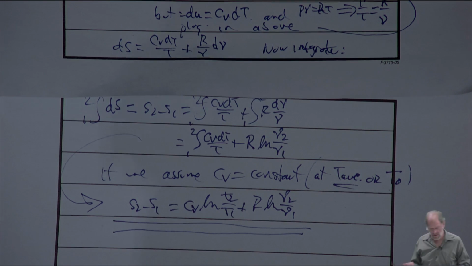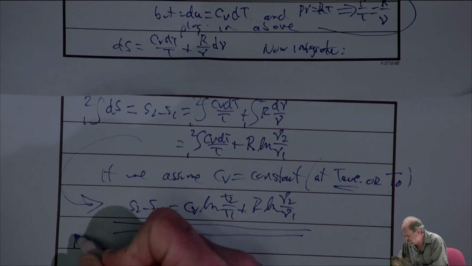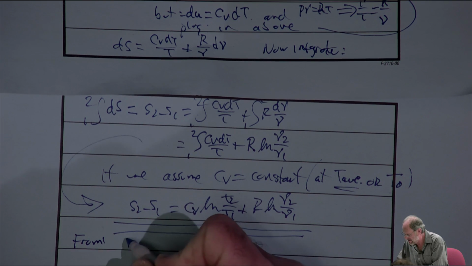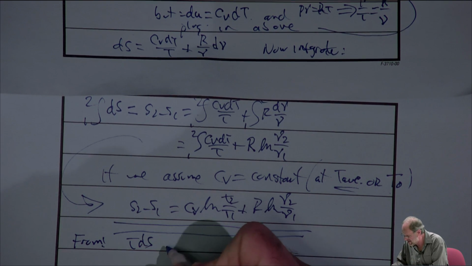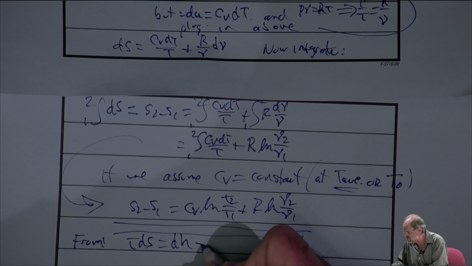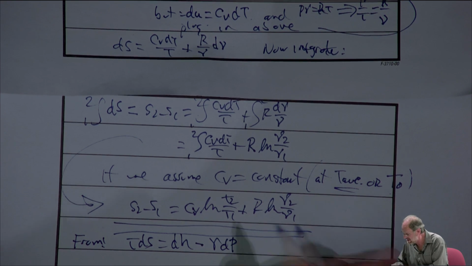So I will note that there is an alternate form of this equation, and there are different ways to derive it, but I'm just going to derive it very quickly. I'm going to start with the other TdS relationship from earlier. So from TdS equals dH minus VdP.